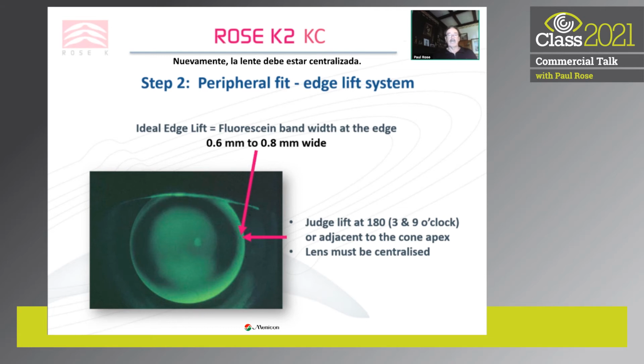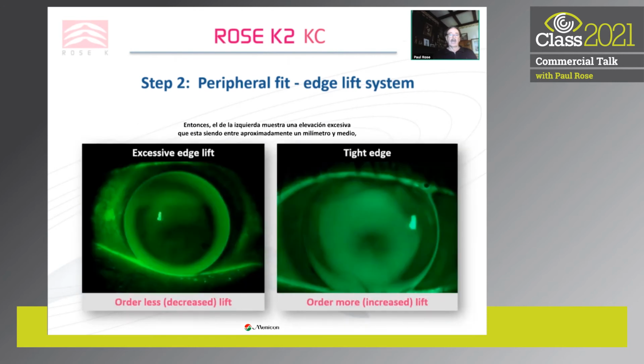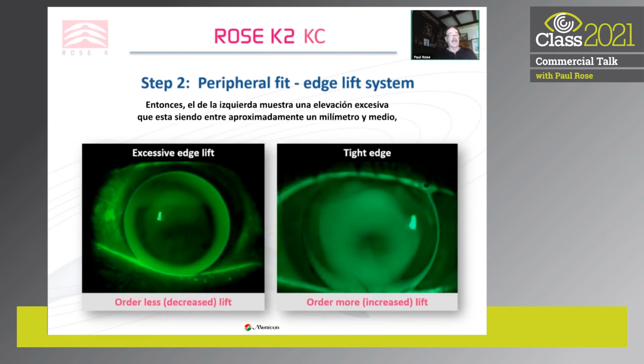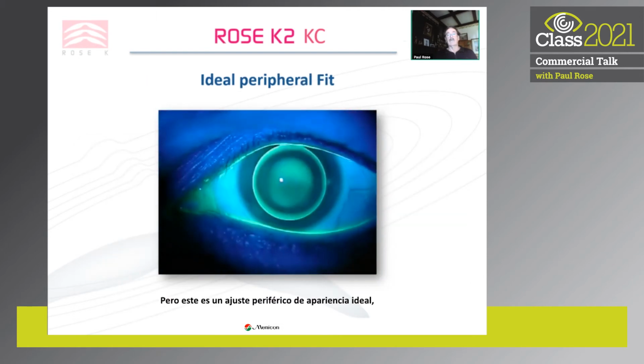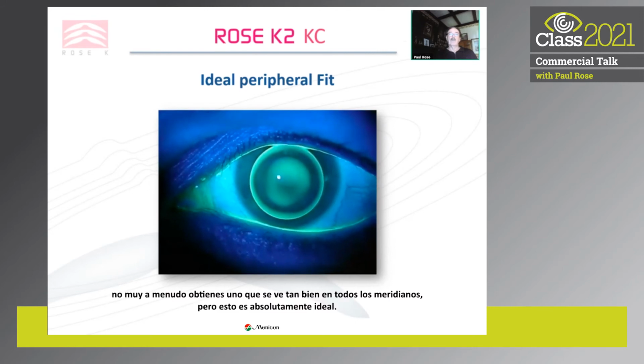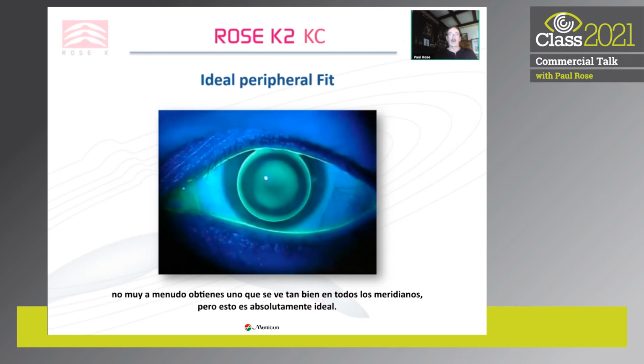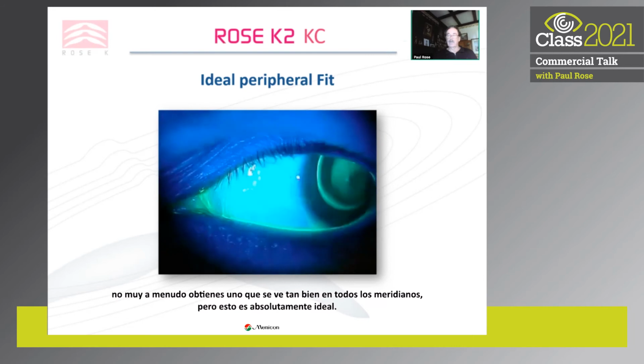Again, the lens must be centralized. So the left one shows excessive lift. That's getting about 1.5 millimeters. That lens would be unstable on the eye. And on the right, the picture, that lens shows a very, very tight edge lift. We're going to have to increase that edge lift. That would be a most uncomfortable lens and probably would bind onto the cornea. So this is an ideal looking peripheral fit. Not too often you get one that looks this good in all meridians, but this is absolutely ideal.